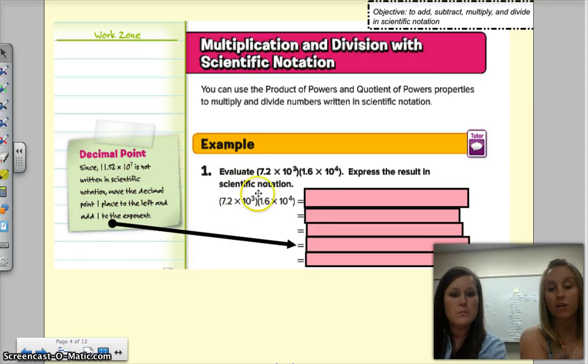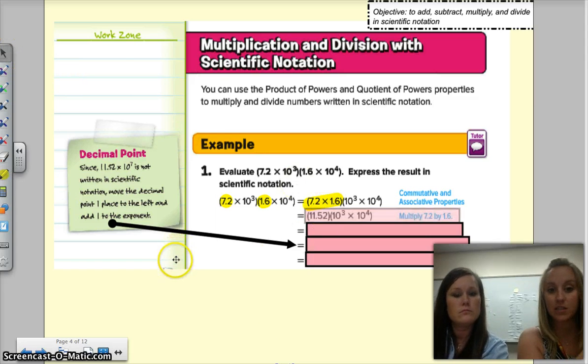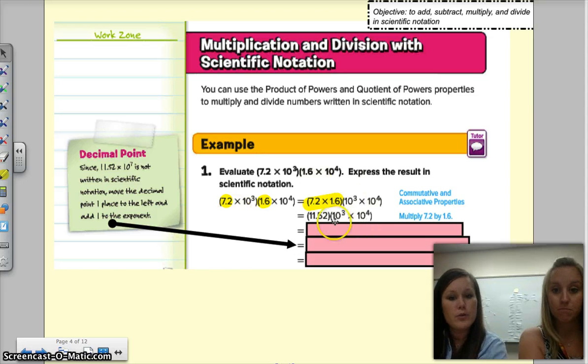So look at those rational numbers in front first: 7.2 times 1.6. They took this and put it all right there. And then you have your powers, the tens. They grouped those together. So first they have this multiplied out. Then they're going to simplify those powers. You see the adding of the powers.